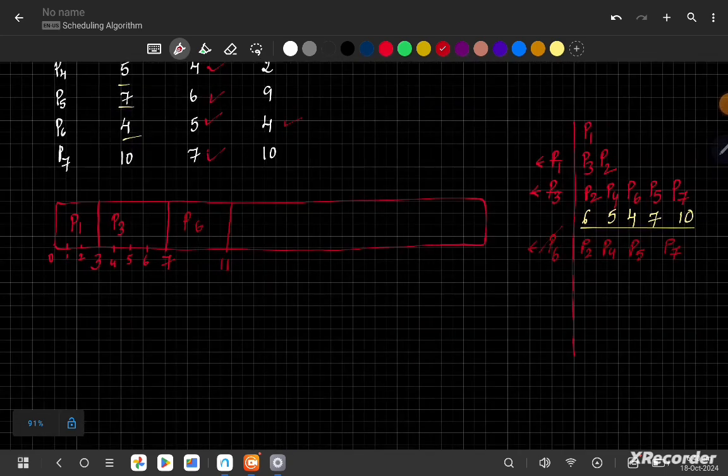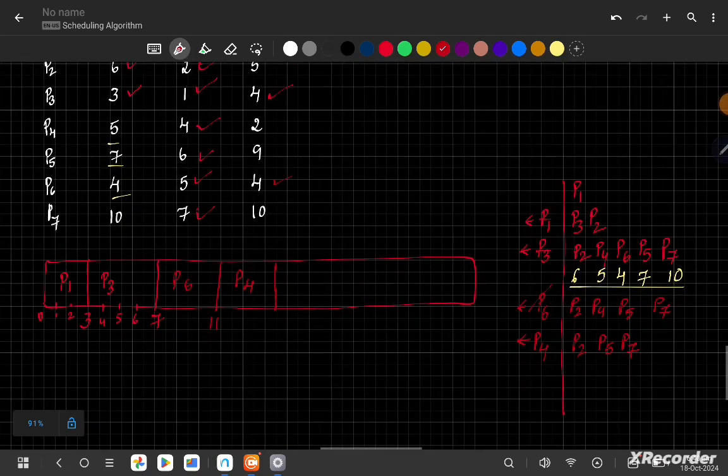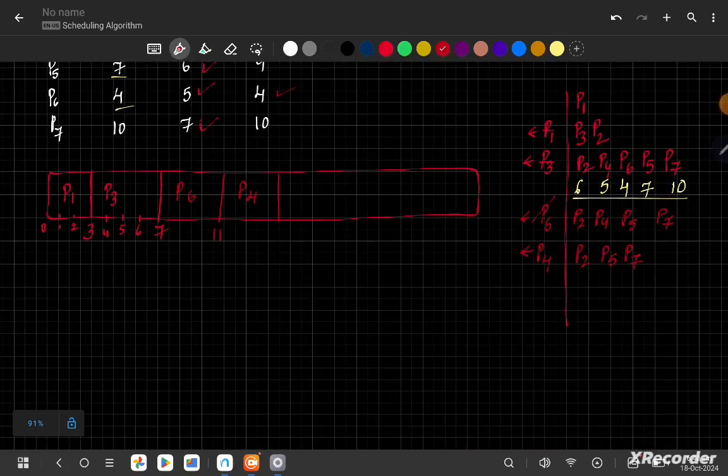Now P6 is done. Again we have to check: P2 is 6, P4 is 5, P5 is 7 and P7 is 10. So which has the least number here? P4 has 5, so P4 will go next. P2, P5 and P7 remain as they are. P4 has a burst time of 2. So 11 plus 2 would be 13. P4 has completed the task.